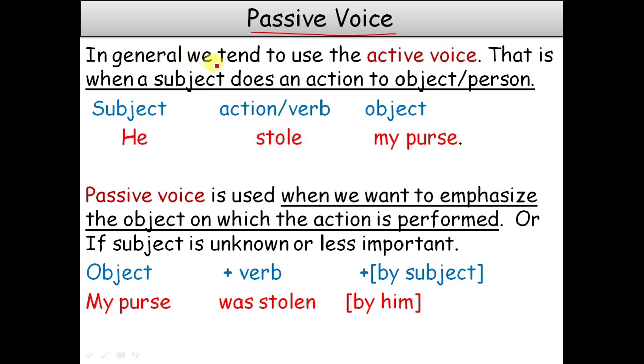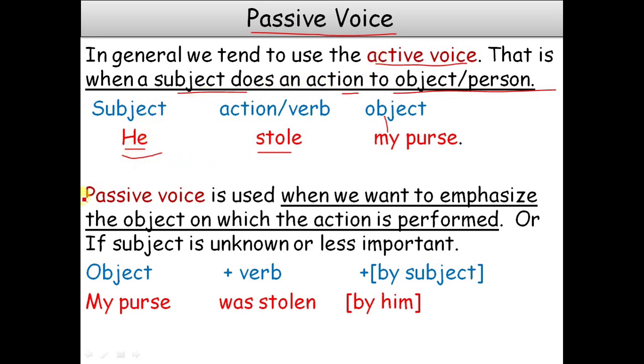In general, we tend to use the active voice, and that is when a subject does an action to an object or a person, or if we want to show what the performer or subject does, we use active voice, like he stole my purse. Here the subject, performer is he, action or verb is stole, and object is my purse. Here the performer does some action, and if you want to show the action of the performer, you use active voice.